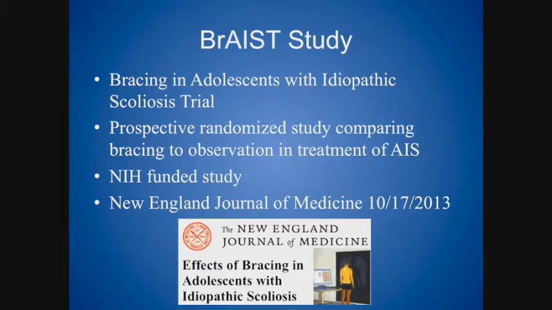Because what they did is they did a randomized study where they either had kids wear a brace or not wear a brace, if they were skeletally immature, before they reached 50 degrees, to see if their curve would progress. And there was a high correlation between not wearing a brace and having scoliosis progress.